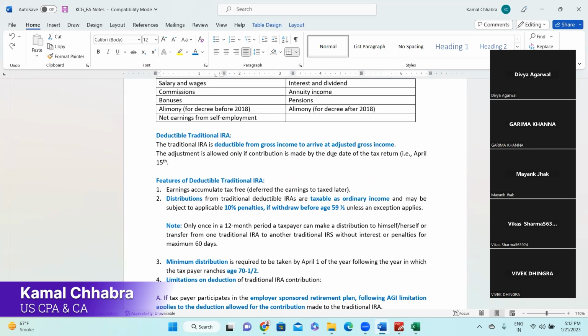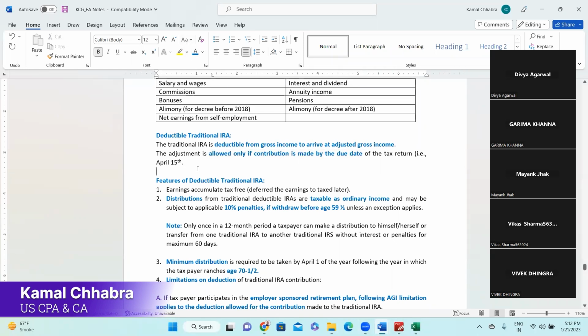So the traditional IRA is deductible from gross income to arrive at the adjusted gross income, and the adjustment is allowed only if the contribution is made by the due date.